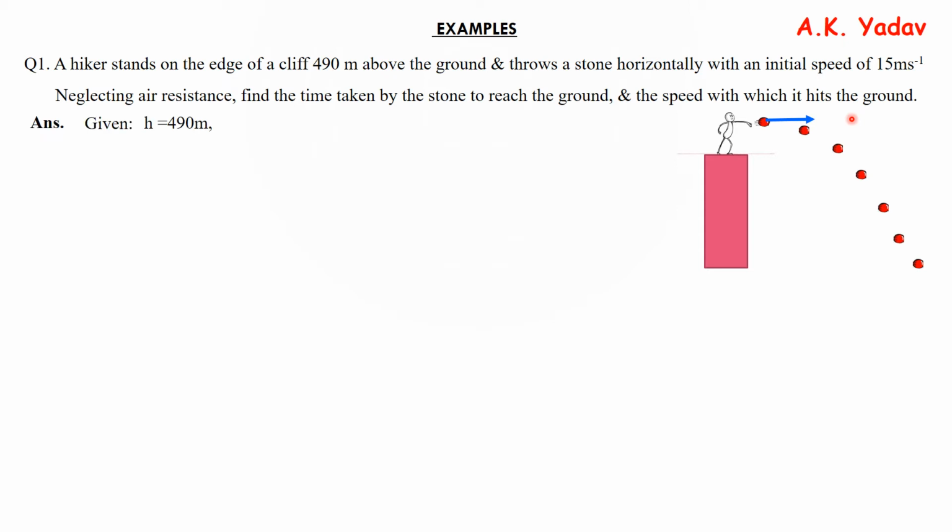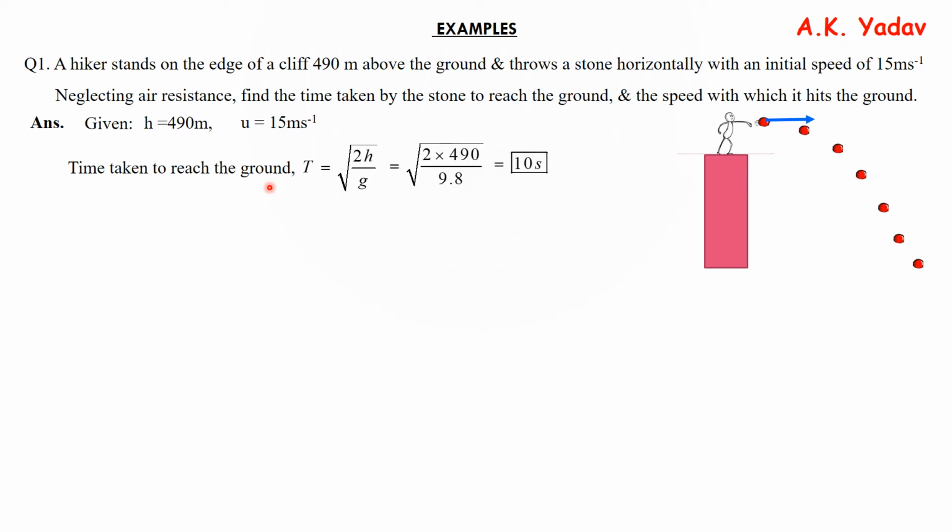So what is given? H is equal to 490, u is equal to 15. So the time taken to reach the ground, t is equal to under root of 2H by g. We put the values and we get t is equal to 10 seconds. Now the vertical velocity v is equal to under root of 2gH. We put the values, we get v is equal to 98 meters per second.